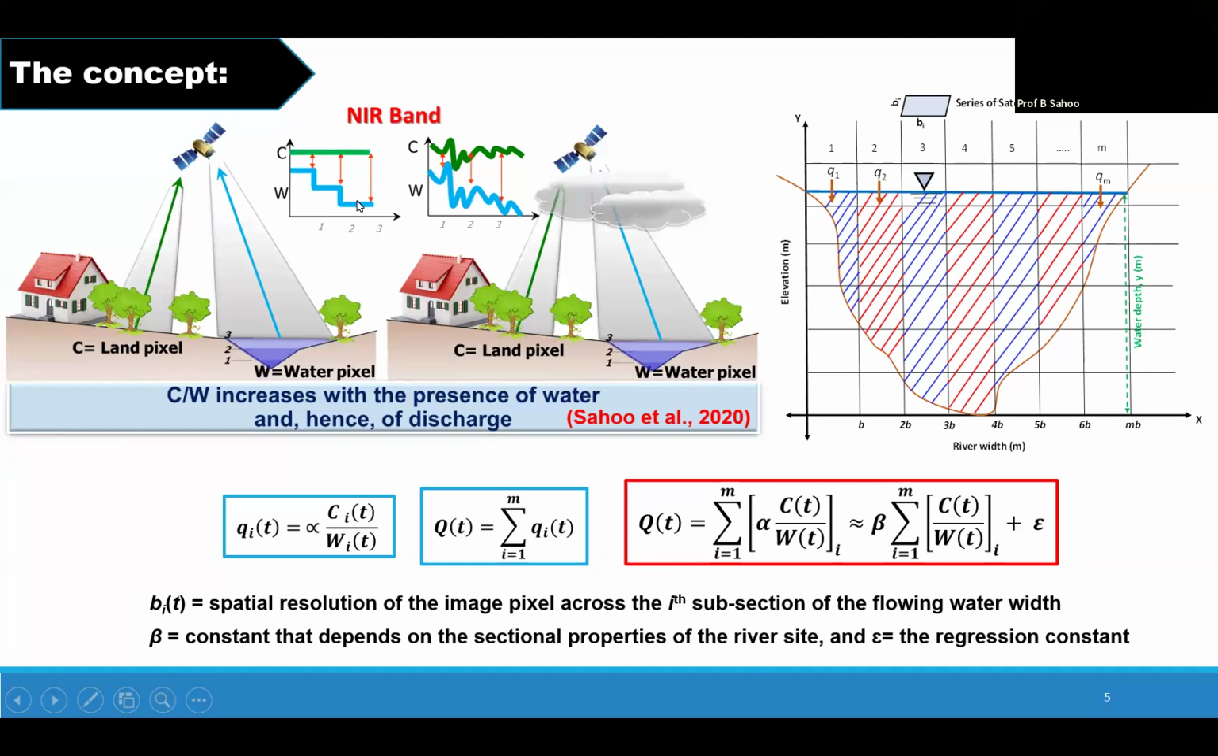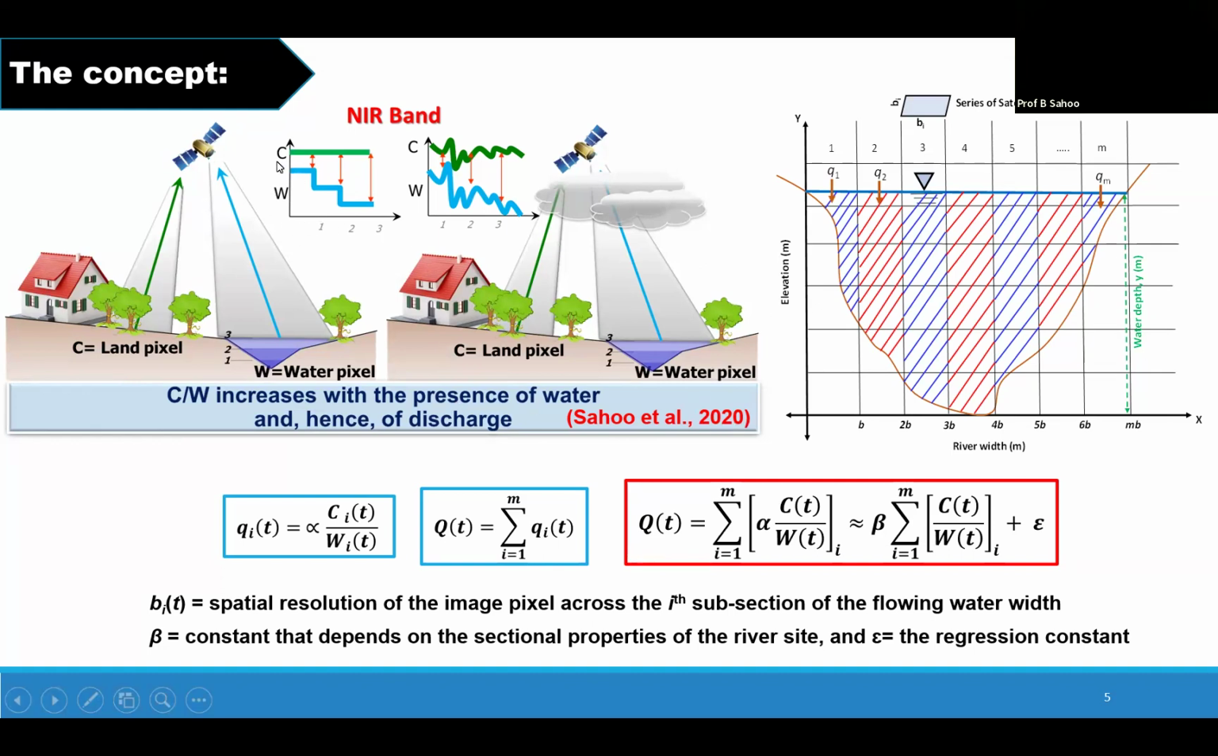Comparatively, you can see that with the increase in water level, the reflectance level of the W pixel will be decreasing. So if I do the C by W ratio, I can link it with the discharge, and I can get a relationship between the C by W pixel ratio as well as the discharge.